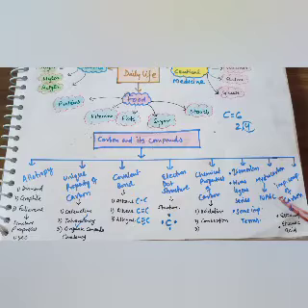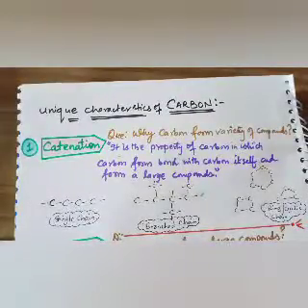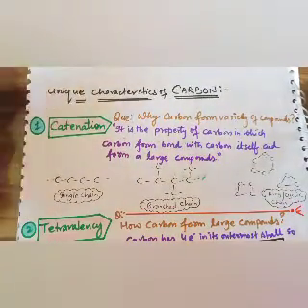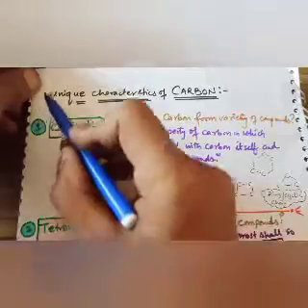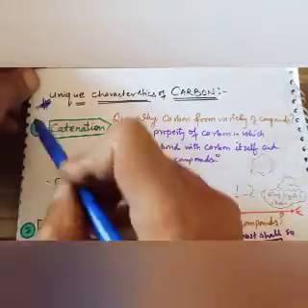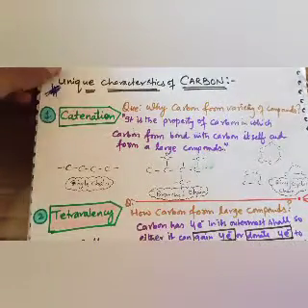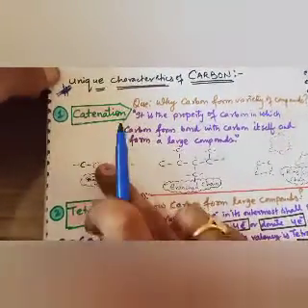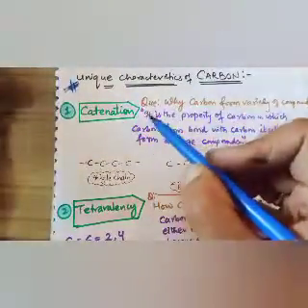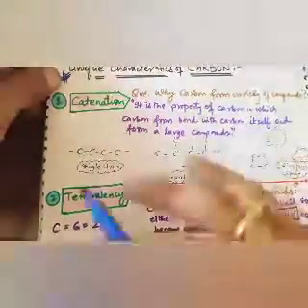Okay, so let's start. Why is carbon called a unique element? Because carbon has unique characteristics and unique properties. Let's discuss. There are basically 4: 1 catenation, 2 tetravalency, 3 allotropy and 4 covalency. These are the 4 major unique characteristics of carbon. Because of these properties, carbon is a unique element.